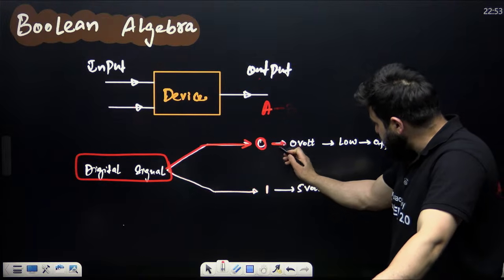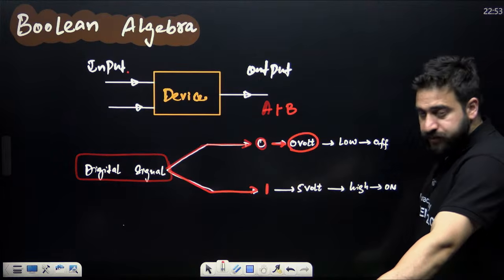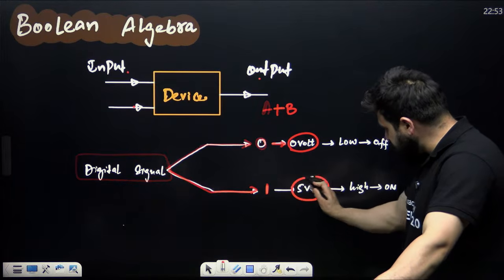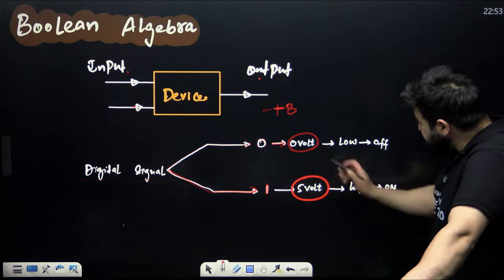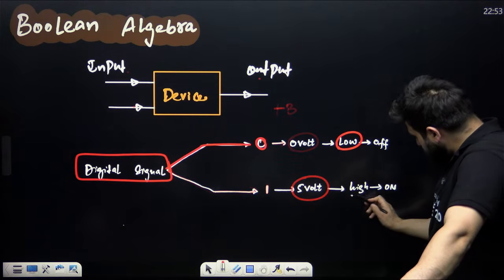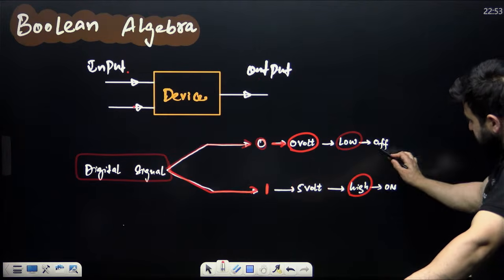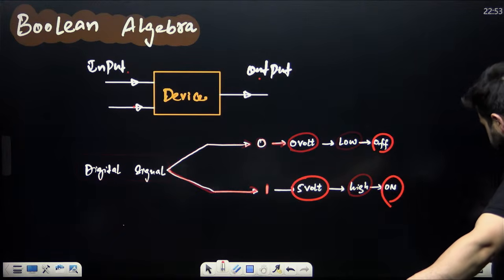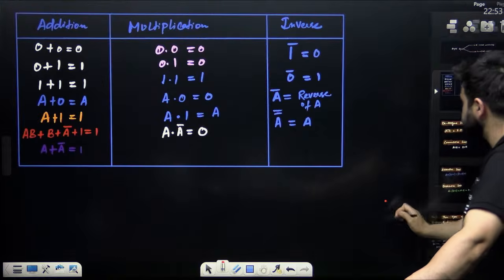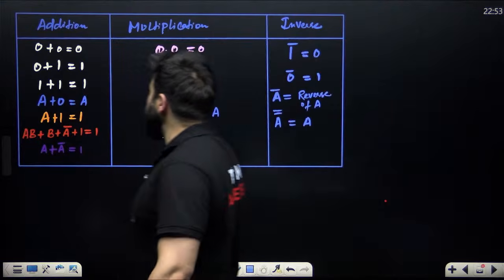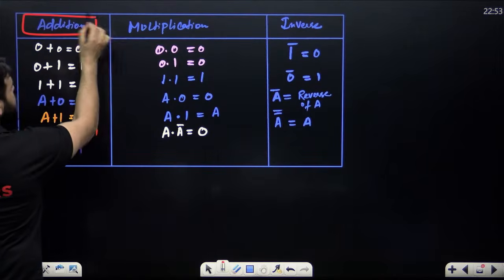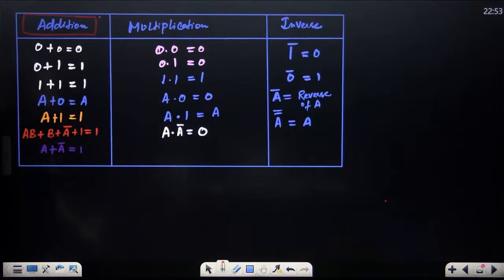0 also means 0 volts. 1 also means 5 volts. 0 also means low, 1 also means high. 0 means off, 1 means on. This is the meaning. Now see, addition. First of all, we'll do the addition over here.